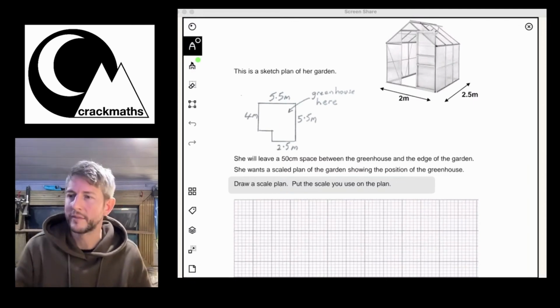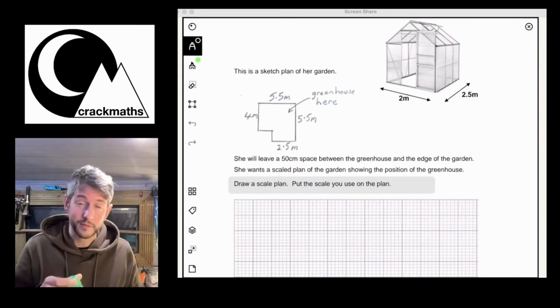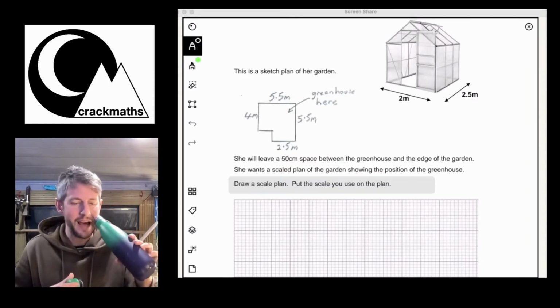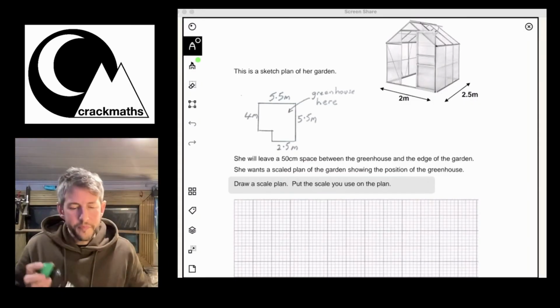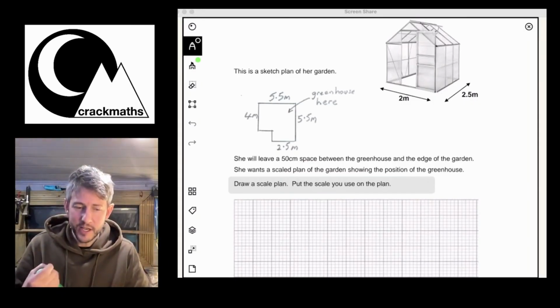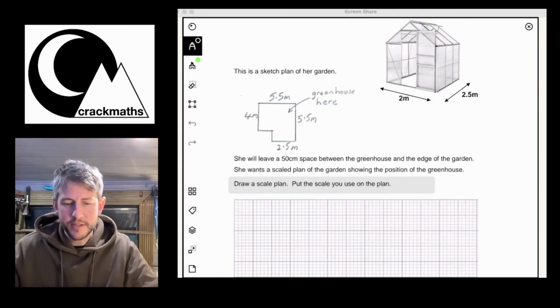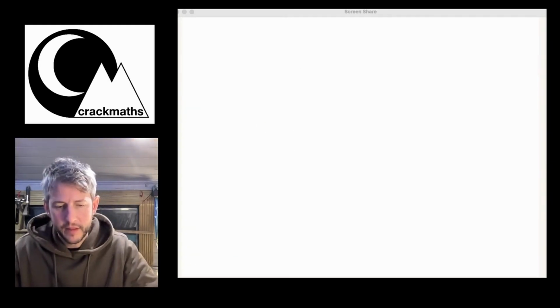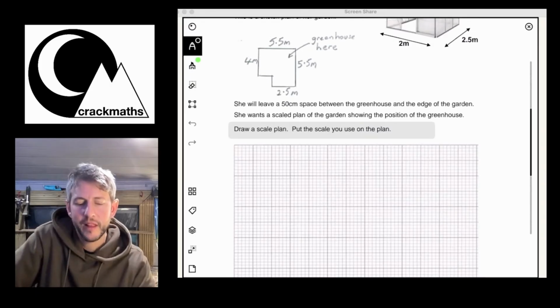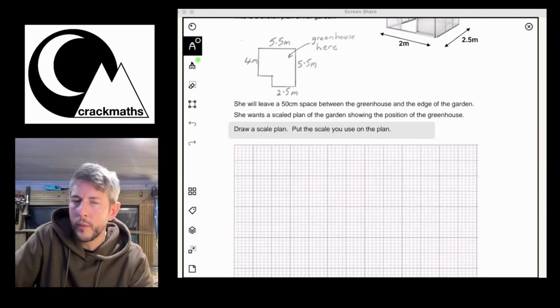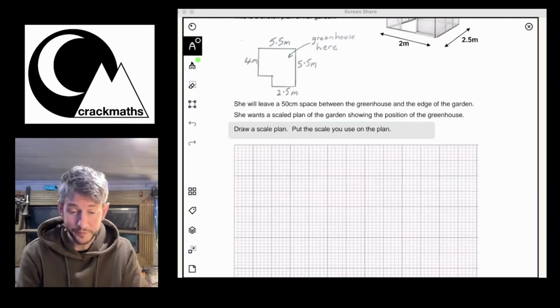Draw a scale plan. Okay, so let's have a think about this. And let's get started. So let me just scroll up here. When thinking about these, we've got to think about really what we want to use as our scale.